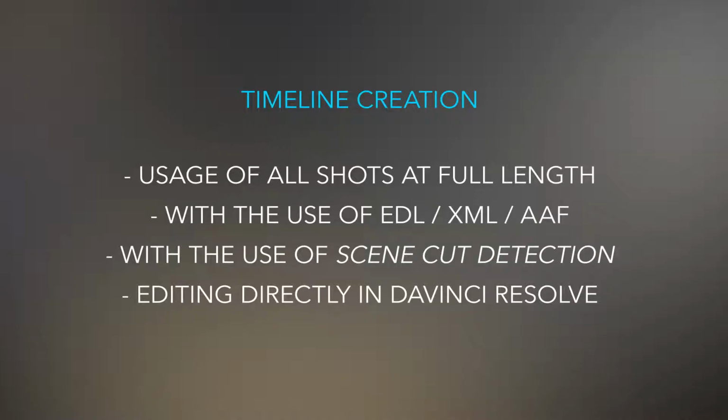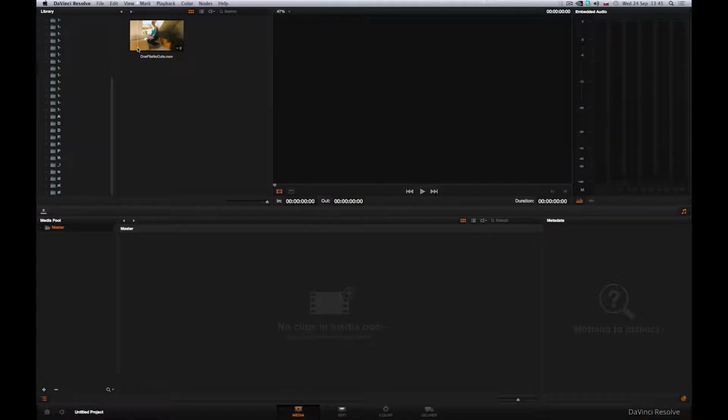Before we finish, let's go over the last timeline creation option in DaVinci Resolve using scene cut detection. Imagine a situation that someone asks you to grade video material in a single file, say MOV or AVI, MP4, etc. No edit lists are available. In such cases, you have two options. The first is manual.